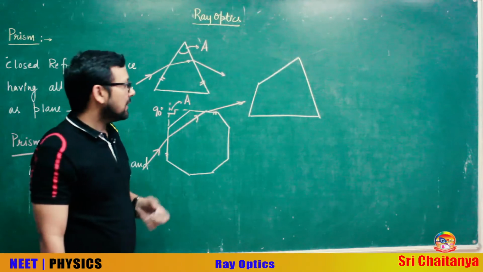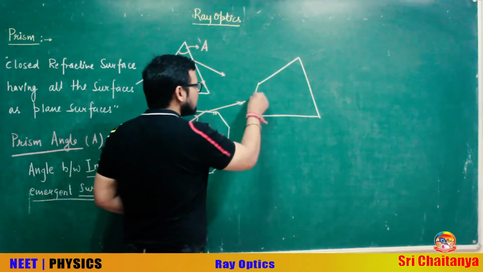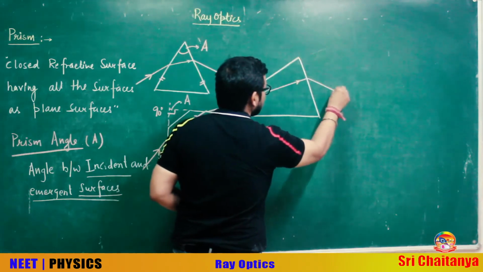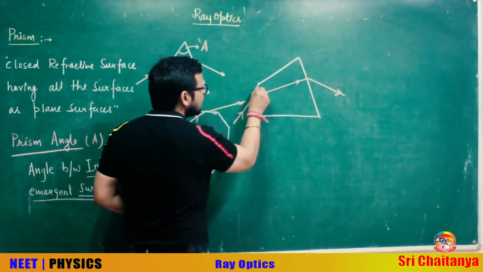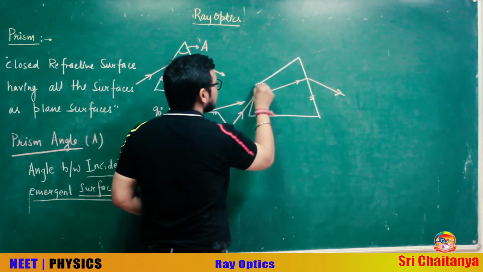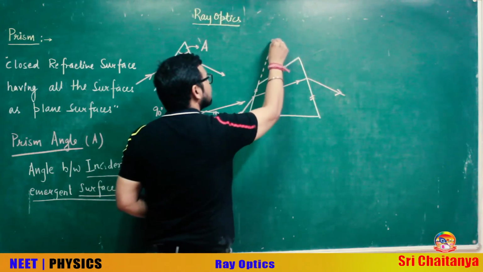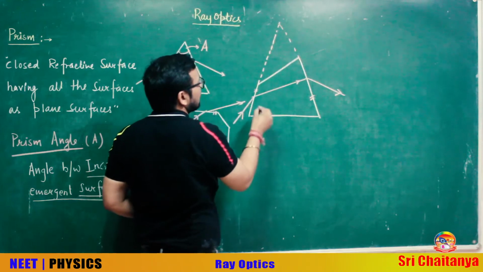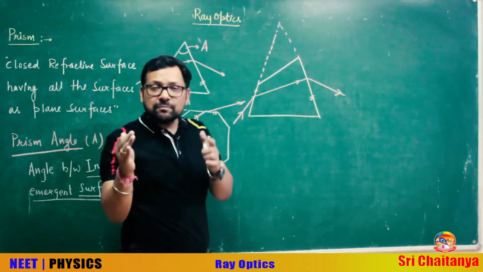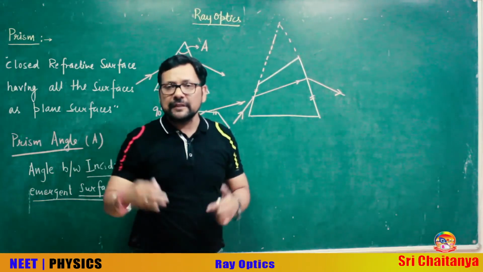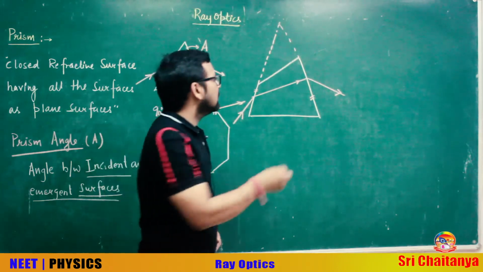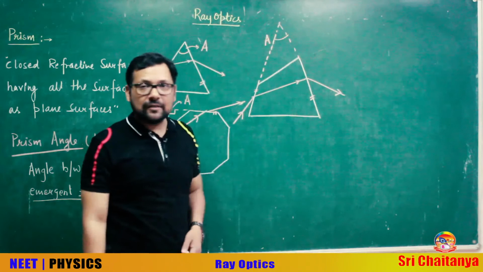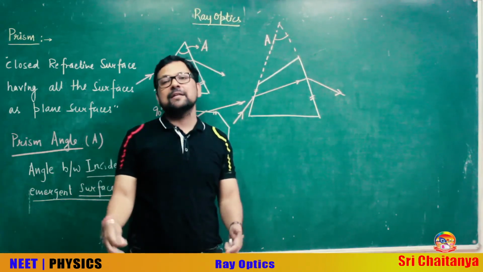In the third diagram also you can see, suppose light is incident on this, goes here and finally emerges. So this is the incident surface, this is the emergent surface. The ray is going like this, and the surfaces are going like this. We are just producing the surfaces, and they apparently meet. So this is the prism angle, and again you can see the prism angle is lying outside the prism.